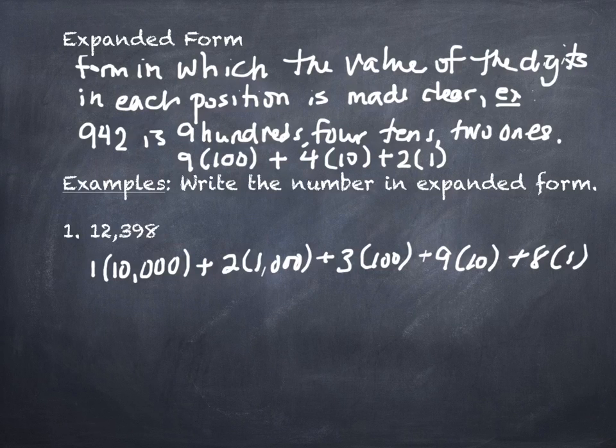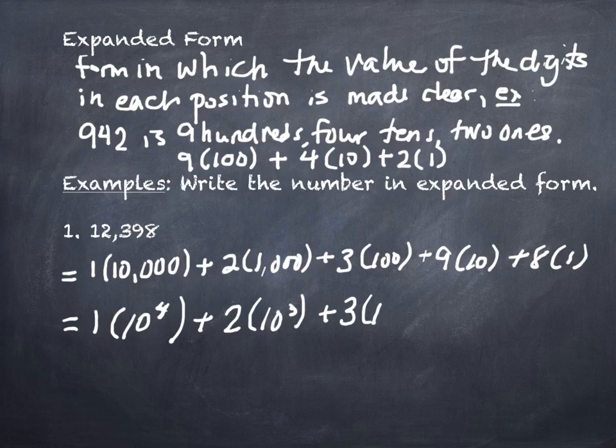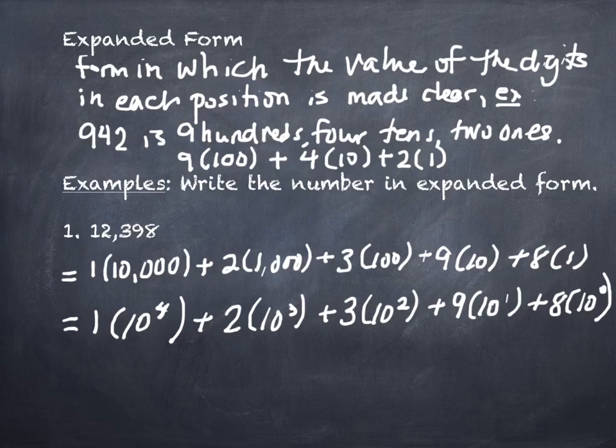And another thing that your book will sometimes do, and I want you to be aware of what's happening, is that they'll actually write these in powers of 10 instead of just the values next to them. So instead of saying 10,000, it would say 10 to the fourth. A good way of remembering which power you're on is to count the number of zeros. There's 4 zeros in 10,000, so this is 10 to the fourth. There's 3 zeros in 1,000, so this is 10 cubed. There's 2 zeros in 100, so that's 10 squared. There's 1 zero in 10, so this is 10 to the first, and then we've got 8. And this is an awkward way of writing it, although it's 100% accurate. We can write 1 as 10 to the 0.